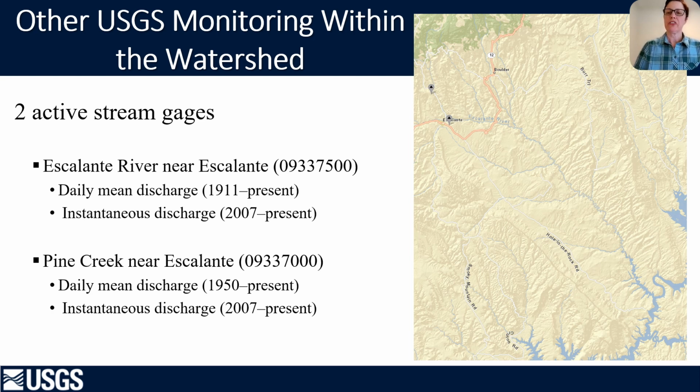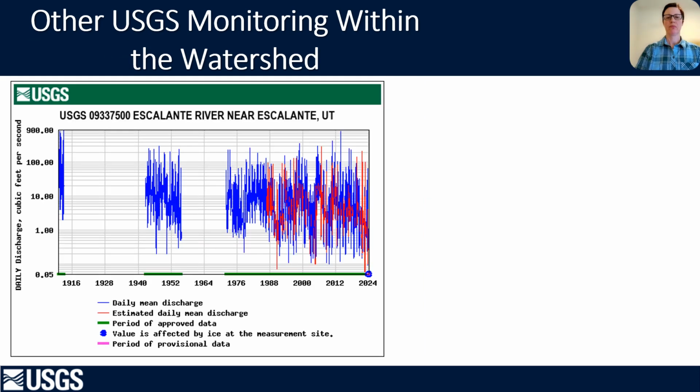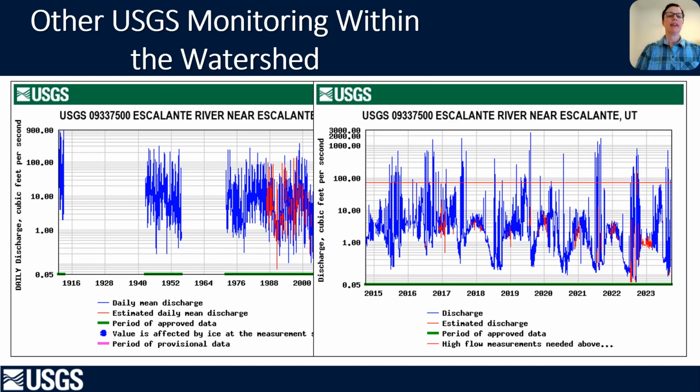Moving on to other USGS monitoring activities within the watershed, the USGS collects data at two active stream gauges. The first is Escalante River near Escalante. This gauge has daily mean discharge records from 1911 to present. However, it does have a couple of large data gaps within that period. This gauge also has instantaneous discharge records from 2007 to present, and this hydrograph shows data for water years 2015 through 2023.